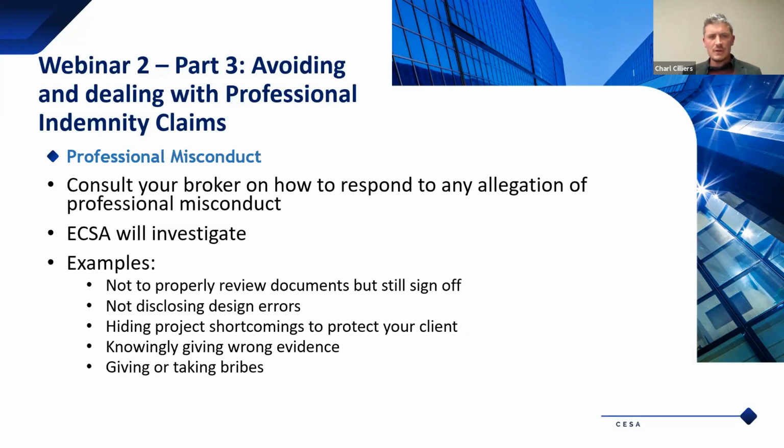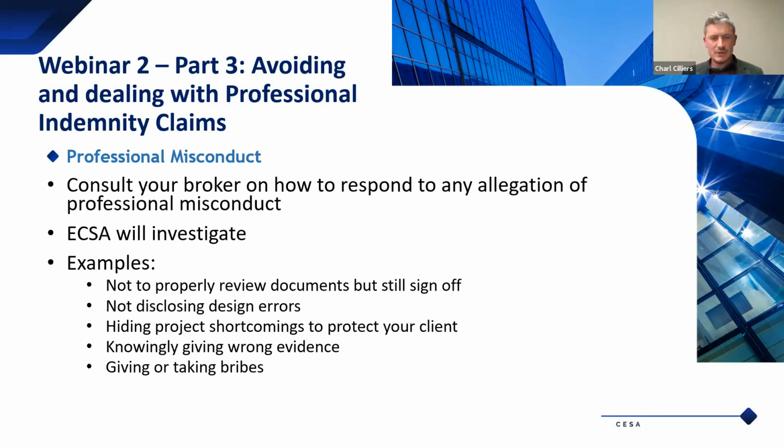Some examples of professional misconduct are to not properly review documents, but still sign off. This often happens, as we said, make sure that the documents leaving the practice are signed off or checked by senior staff. Sometimes there isn't enough time to do this properly, and the documents are sent out, and they may have errors, and it is considered professional misconduct. Not disclosing design errors: if a document goes out and you are aware that there is an error in the design, and that error may lead to massive economic loss or loss of life, and you don't disclose that, that's also professional misconduct.